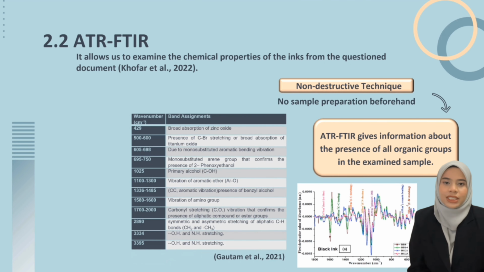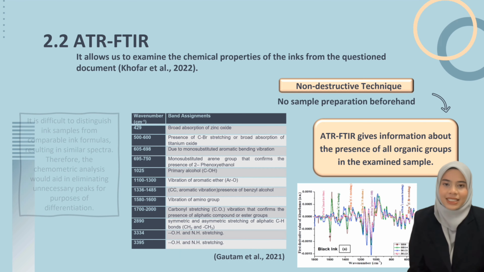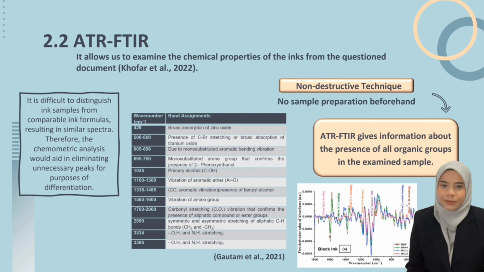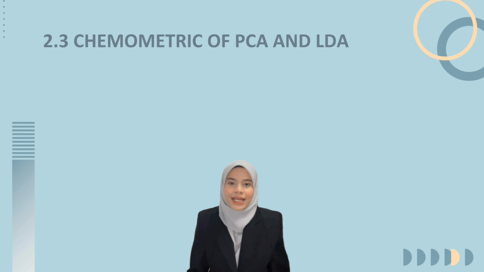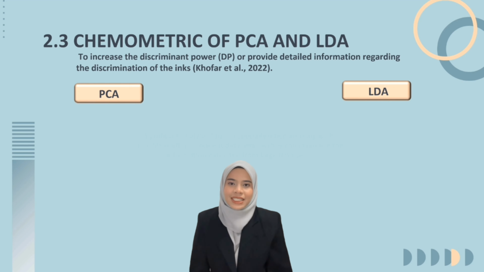This table shows the common absorption pattern among all ink samples to their peak. This analysis is difficult to distinguish ink samples from similar ink formulations as it can result in similar spectra. Chemometric techniques that will be used in this study are principal component analysis and linear discriminant analysis. Both techniques will improve the discriminant power to provide detailed information regarding the discrimination of the inks.